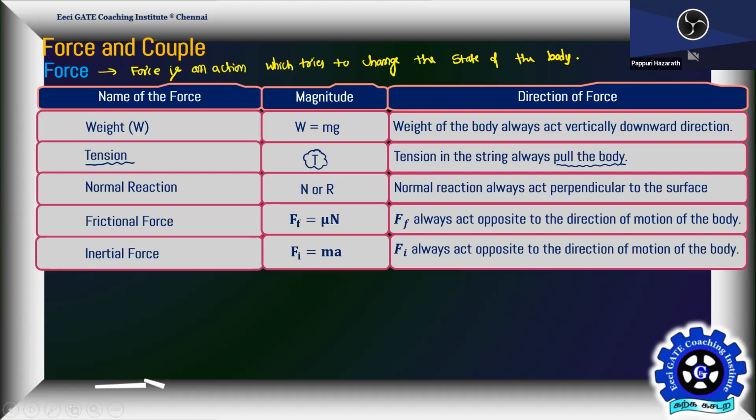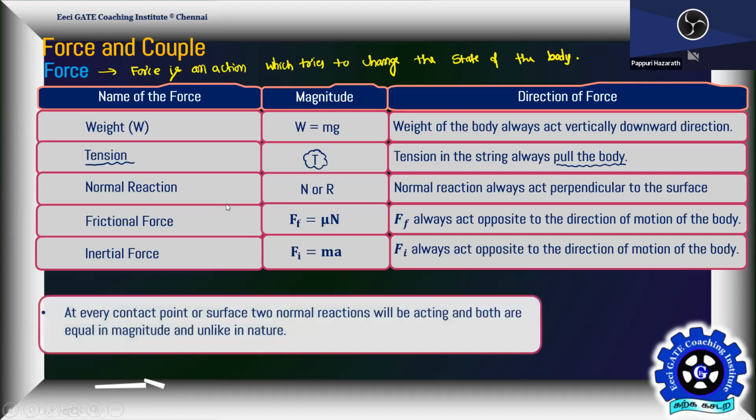Weight we need to represent. Whenever a string is there, tension will come. Normal reaction we need to draw. One more statement I want to add here: at every point of contact or contact surface, two normal reactions will be acting. Both are equal in magnitude and unlike in nature.